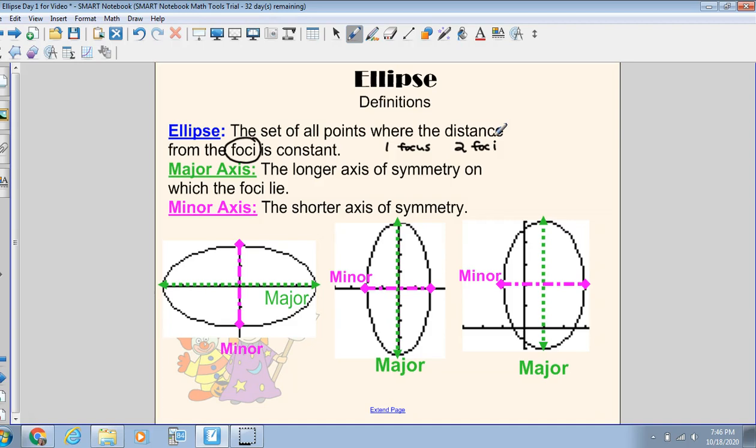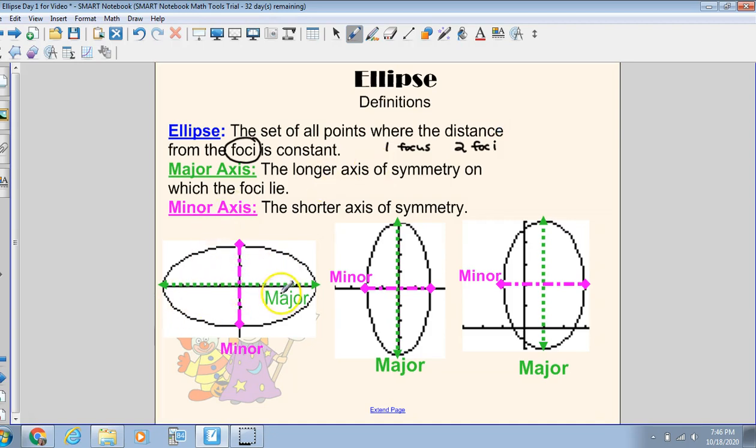Now, an ellipse is kind of like an oval, similar to a circle, but in a circle, you go the same distance horizontally as vertically in all directions. With an ellipse, we're going to be moving a different amount horizontally than we are vertically. There's a major axis, which is the longer axis of symmetry, and the foci always lie on the major axis. And there's a minor axis, which is the shorter axis of symmetry.